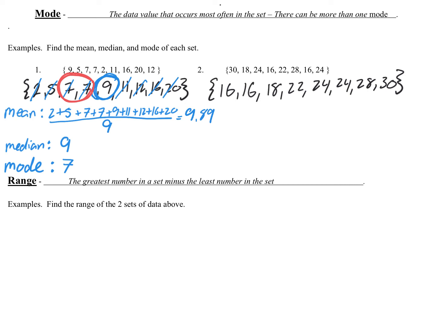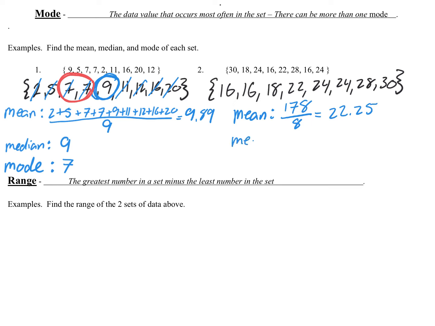For our second data set, for our mean, if we add up all of those numbers, we will get 178. There are 8 numbers in the data set, so we'll divide 178 by 8 to find a mean of 22.25.